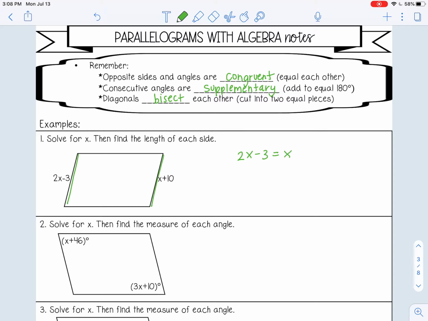It doesn't matter which expression you write first. And then you just solve it. So I'm going to subtract x from both sides. And then add 3 to both sides. So x equals 13.